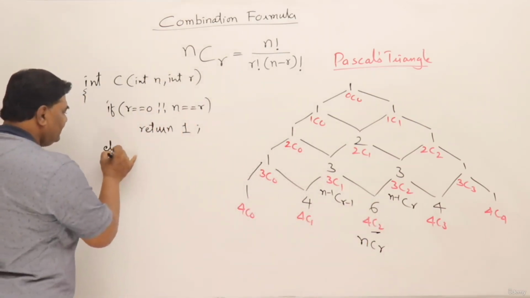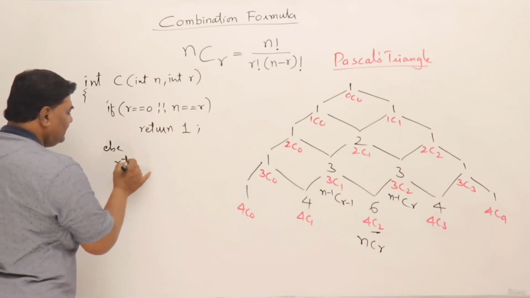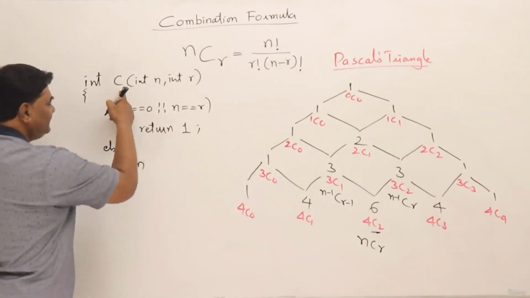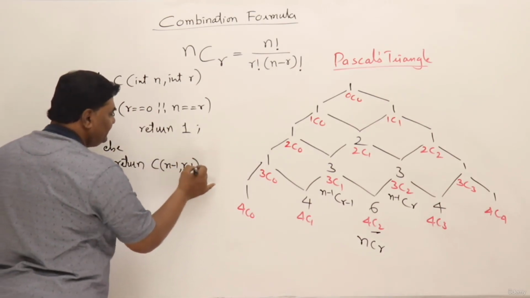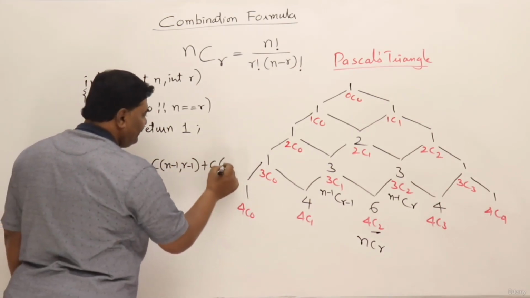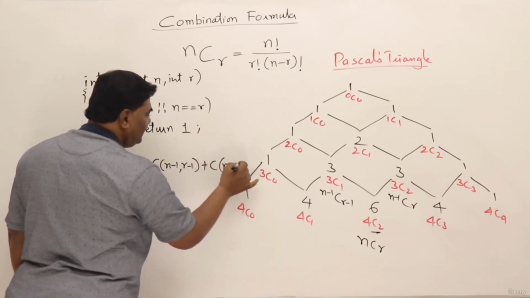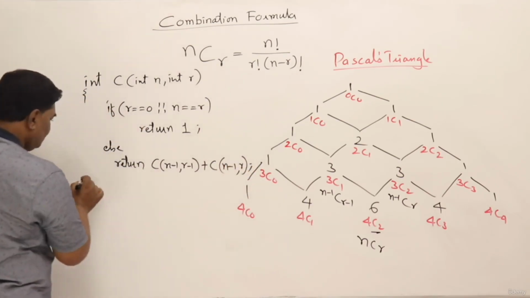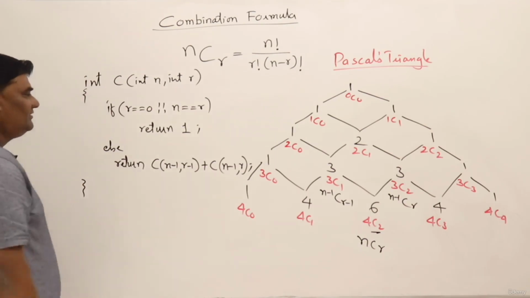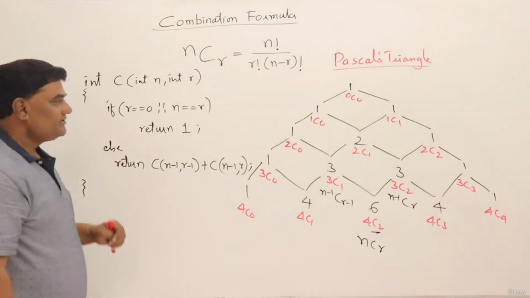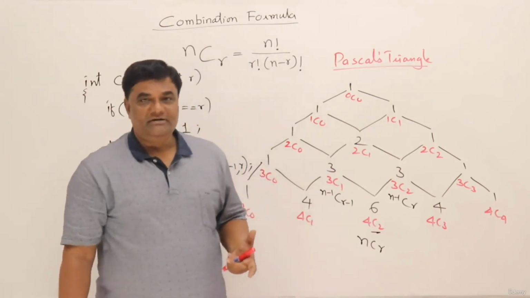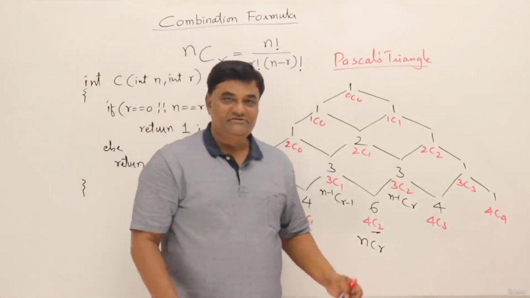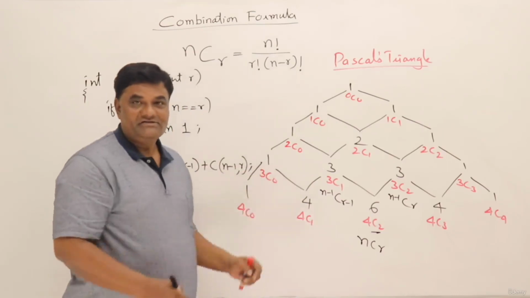Otherwise, we will add these two terms and get the result. So else return c of n minus 1 comma r minus 1 plus c of n minus 1 comma r. That's all. So this is a recursive function for finding nCr value, that is combination formula. And this recursive function follows actually Pascal's triangle.